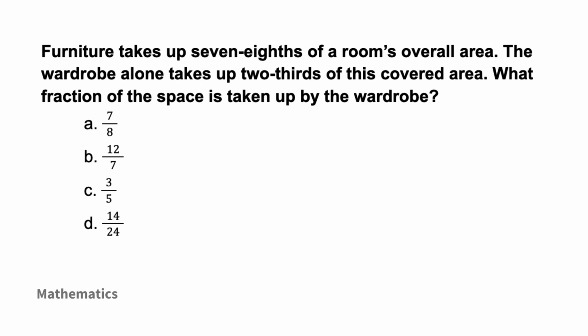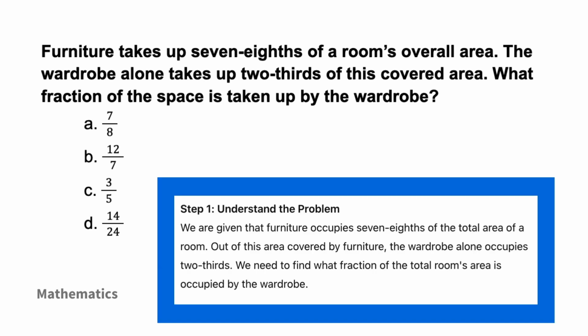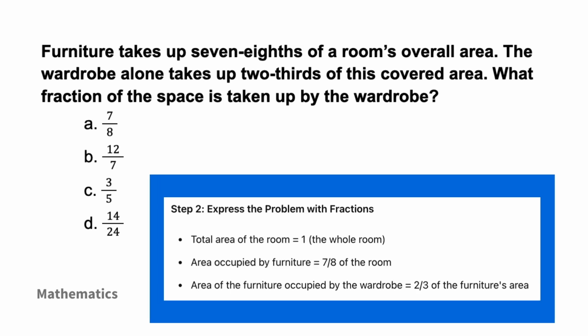Now, when taking your exam, always be sure to start by understanding the problem. Here, we are given that furniture occupies 7/8 of the total area of the room, and out of this area covered by furniture, the wardrobe alone occupies 2/3. Therefore, we need to find what fraction of the total room's area is occupied by the wardrobe. Now that we understand the problem, we're going to move to step number 2, which is to express the problem with fractions. Total area of the room is 1 for one whole room. Area occupied by the furniture is 7/8 of the room, and the area of the furniture occupied by the wardrobe is 2/3 of the furniture's area.